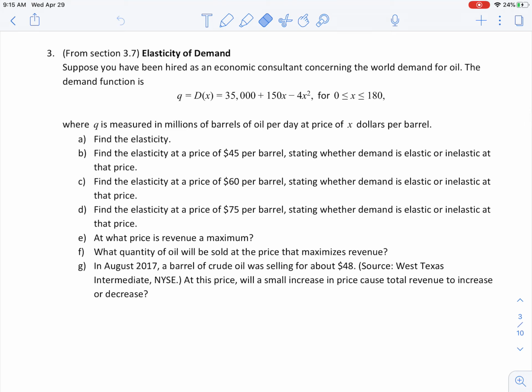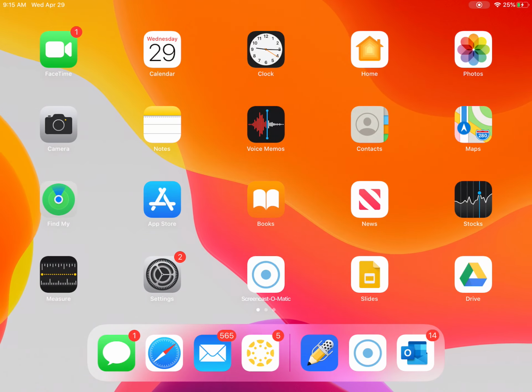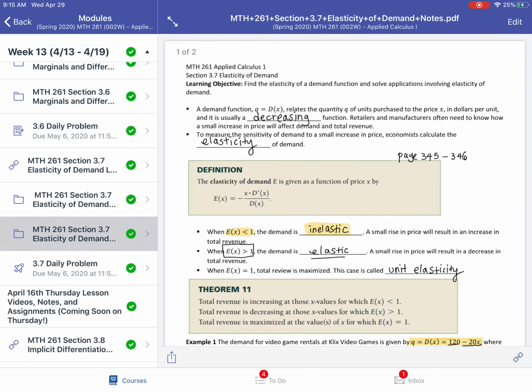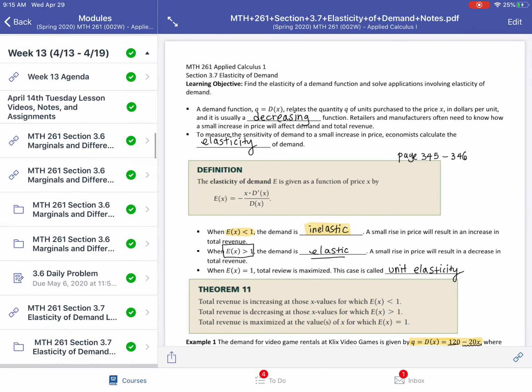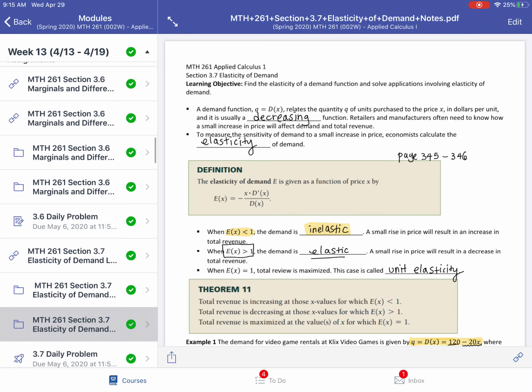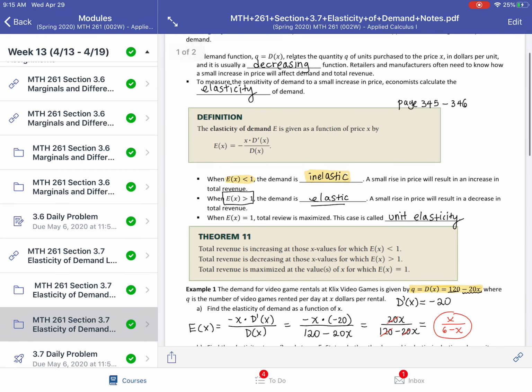All right, number 3. We did this about 2 weeks ago, elasticity of demand, and we kept the notes pretty short. This is from section 3.7, so in case you're taking your exam, because you learned a lot of material in the last couple of weeks, the 3.7 notes can be found under week 13. That's April 13th through April 19th. And the note was pretty simple.